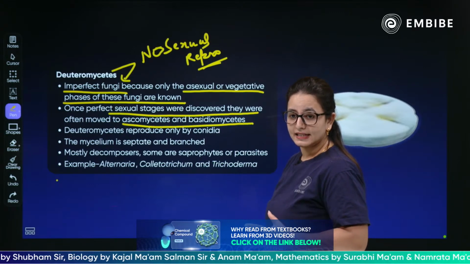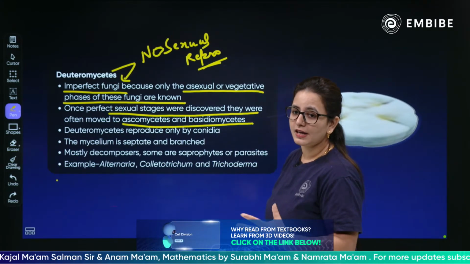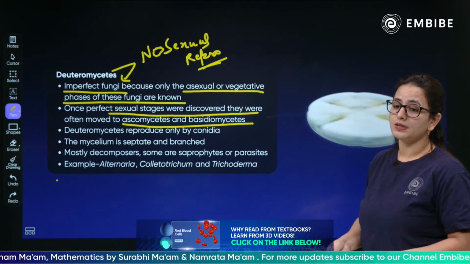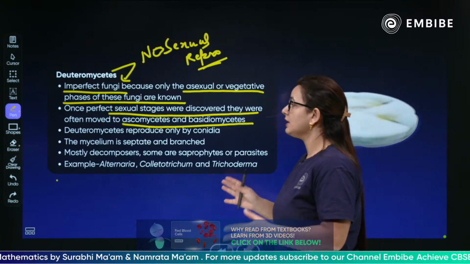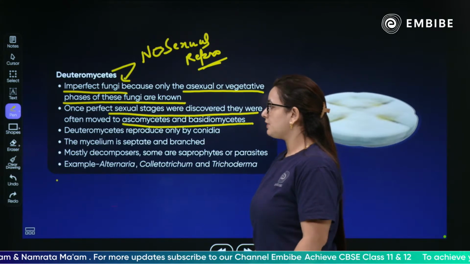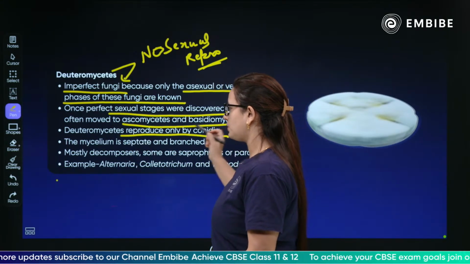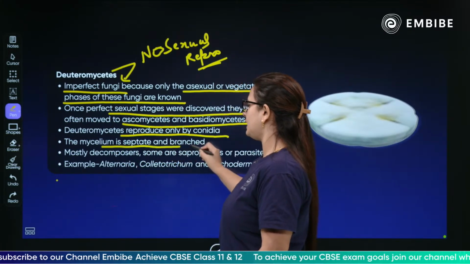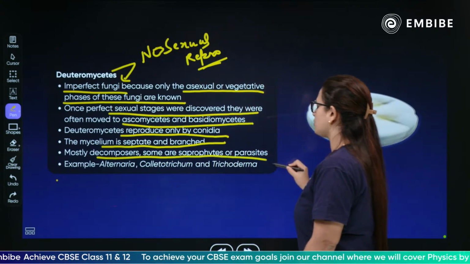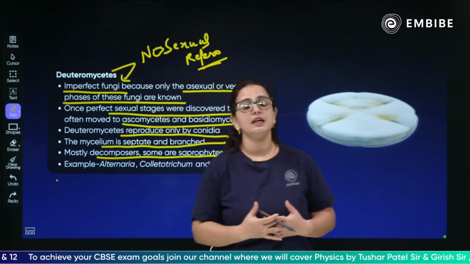If by any chance the sexual reproduction is discovered in the coming time, they will no longer be in deuteromycetes. We will move them to basidiomycetes or ascomycetes. So, children, deuteromycetes reproduce only by conidia, conidiospores. The mycelium is completely septate and branched. They are mostly decomposers, and some are saprophytes or parasites. Yes, they are typically saprophytes and parasites.